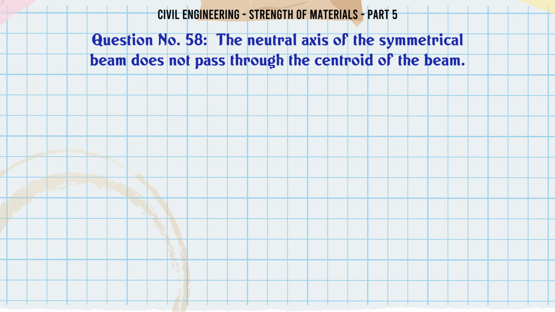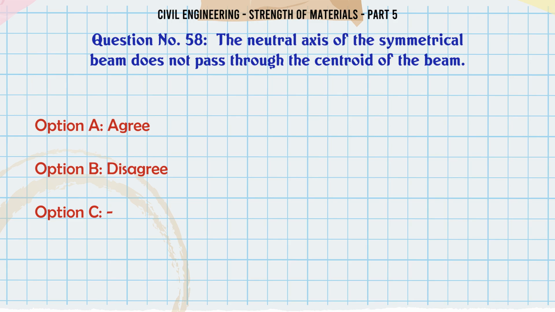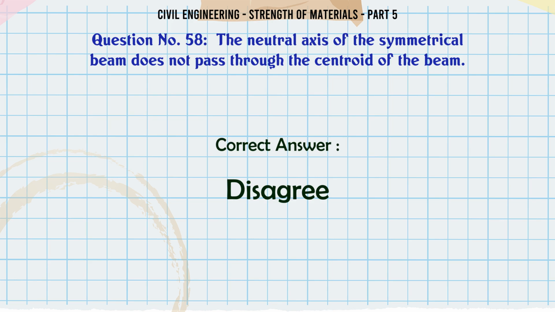The neutral axis of the symmetrical beam does not pass through the centroid of the beam. A. Agree. B. Disagree. C. D. The correct answer is disagree.